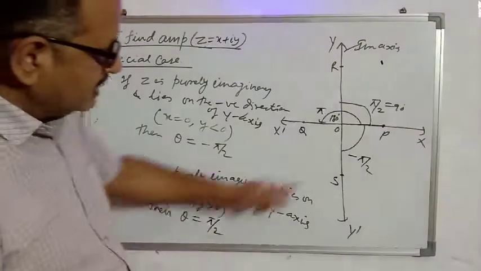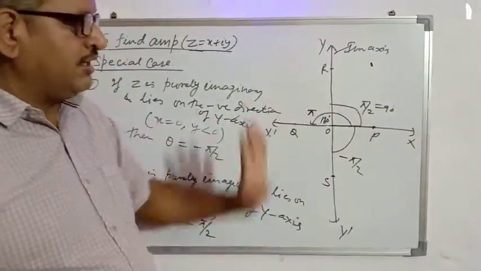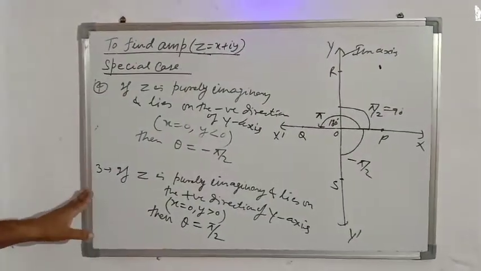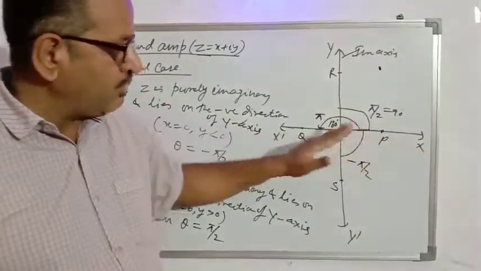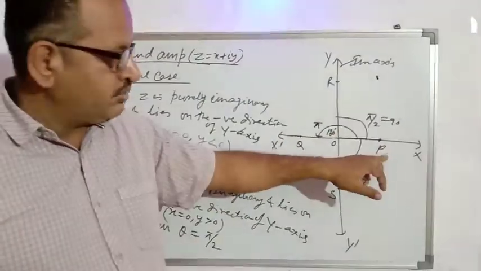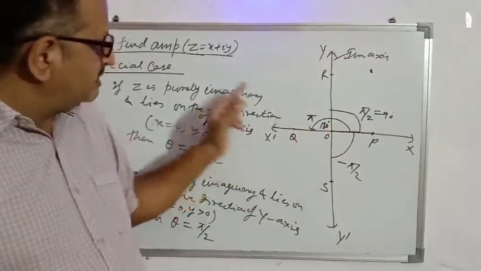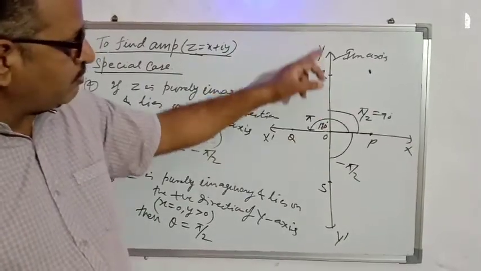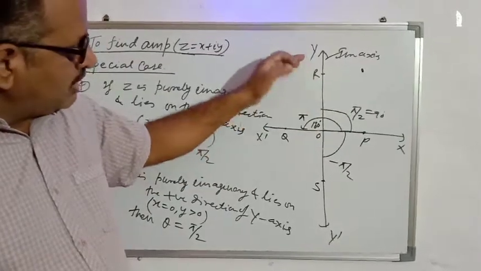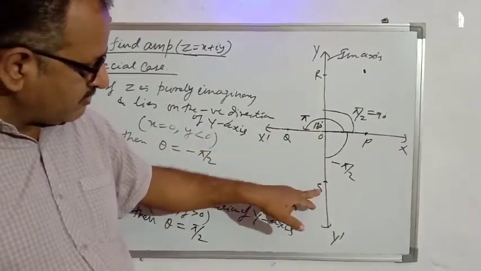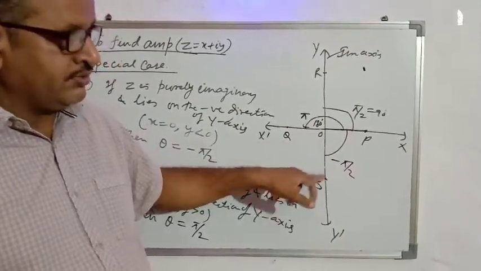Negative angle means the angle is measured clockwise. Positive angle, the angle is measured in the anti-clockwise direction. So these are the 4 cases. If z is purely real and positive, it will lie on the positive direction of the x-axis, then theta will be 0. If it is purely real but negative, theta will be pi. If z is purely imaginary and lies on the positive direction of the y-axis, theta will be pi by 2. If z is purely imaginary and lies in the negative direction of the y-axis, theta will be minus pi by 2.